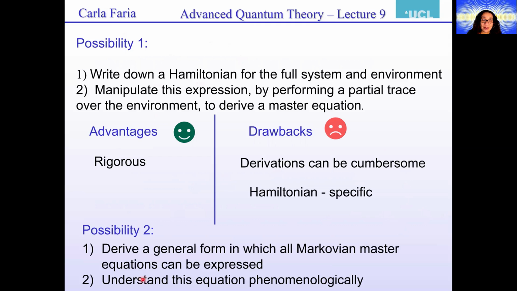Another possibility is we're going to derive a general form in which all Markovian master equations can be expressed. And we are going to understand this equation phenomenologically. So we're going to tweak things in a way that it is going to agree with your experiment, it's going to agree with what you observe in your system. You're going to bring some kind of intuition there. It's not very rigorous, but this can be powerful when you can make very good educated guesses to describe a particular physical system.